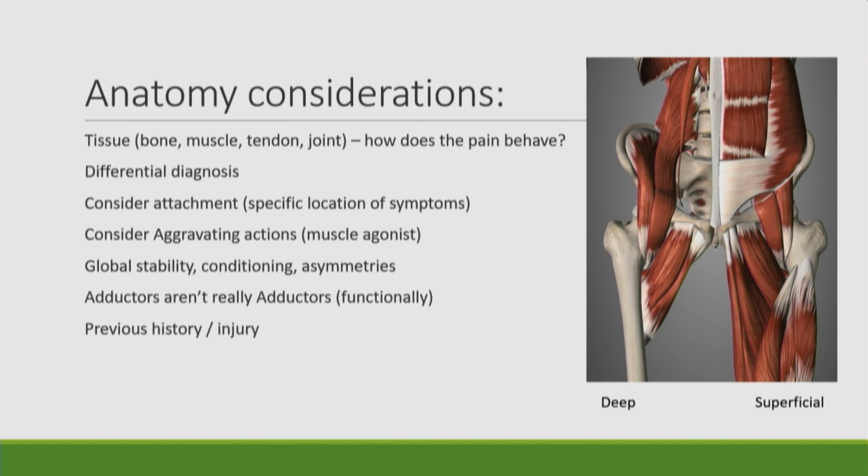So consider the attachment of where the symptoms are. Consider the aggravating factors as well. So is it more painful after activity? Is it more painful after a muscular contraction? Can we isolate the agonist? What muscle is causing the most pain and its action? We need to consider the global stability and conditioning and asymmetries.